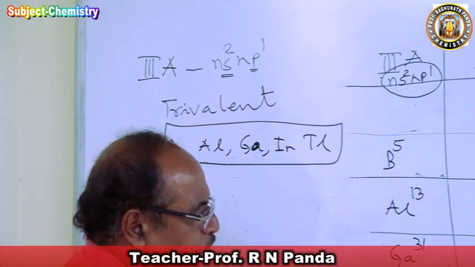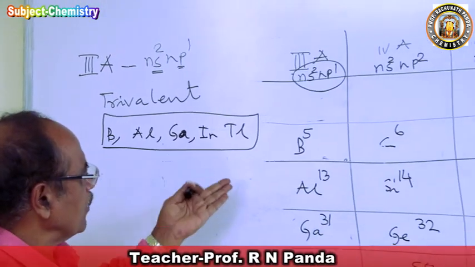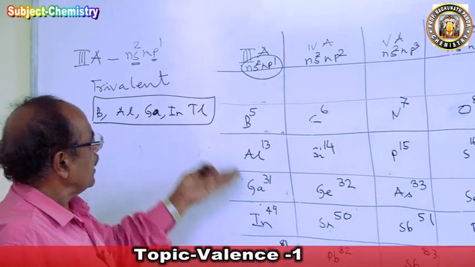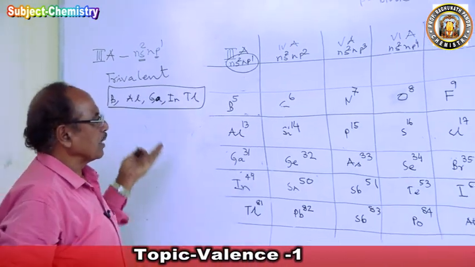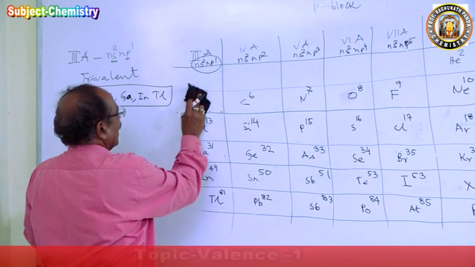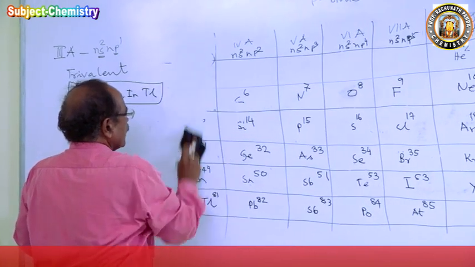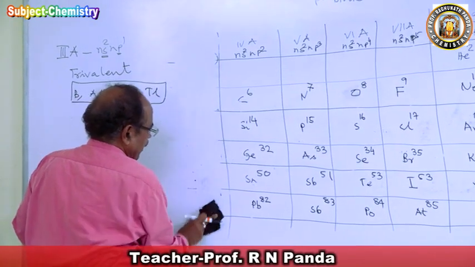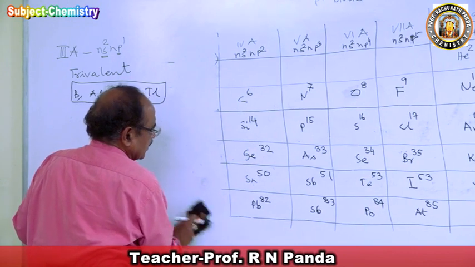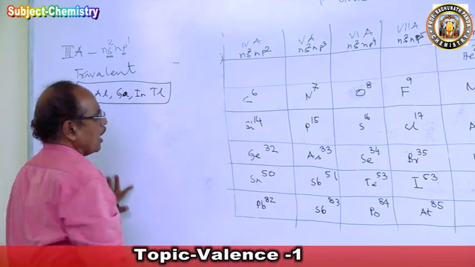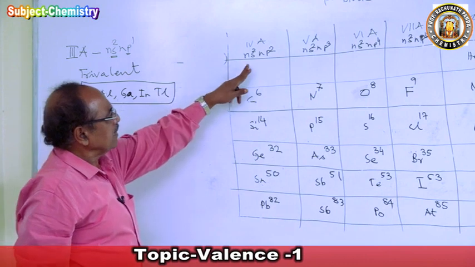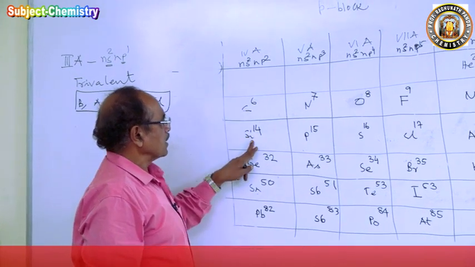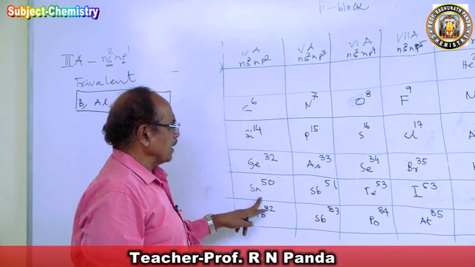So you will not need to remember the valency of aluminium or indium separately. You know they belong to group 3, so the valency is 3. Now we'll come to group 4. I am rubbing this off because you must have written all these things. So now you come to group 4. Who are the elements? Carbon, silicon, germanium, tin, lead.